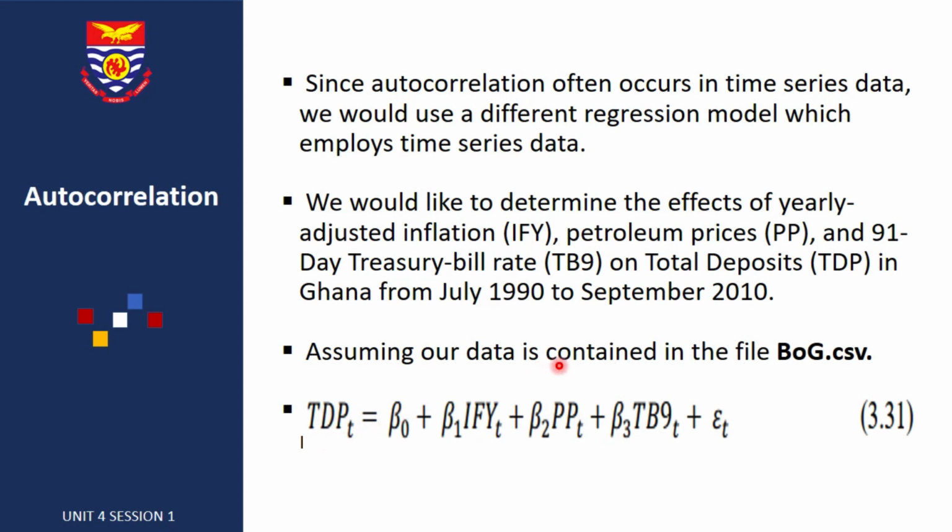We are considering the period between July 1990 and September 2020. This is annual data, but it is time series because we are collecting this data over time. The T subscript, as we saw in Unit 1 of this course, indicates that the model is a time series model. So TDP is now dependent on these parameters. Assuming our data is contained in the Bank of Ghana.csv file, the data that we are going to use in estimating our regression model is saved as a CSV file.